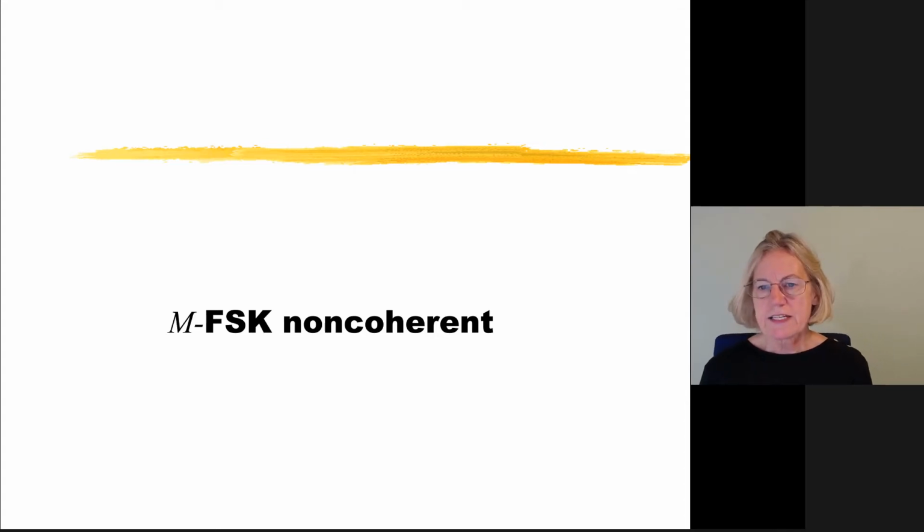So we've looked at non-coherent detection for PSK, and if the phase is slowly changing enough, we could use a clever differential method. If it was not changing slowly, we could have used a square law detector. But in FSK, for non-coherent detection, we will definitely use a square law detector.